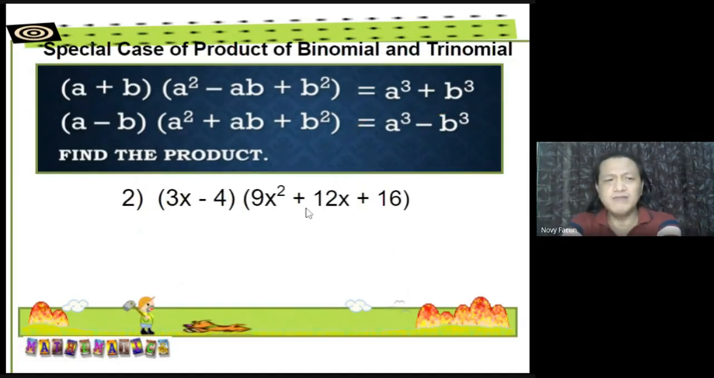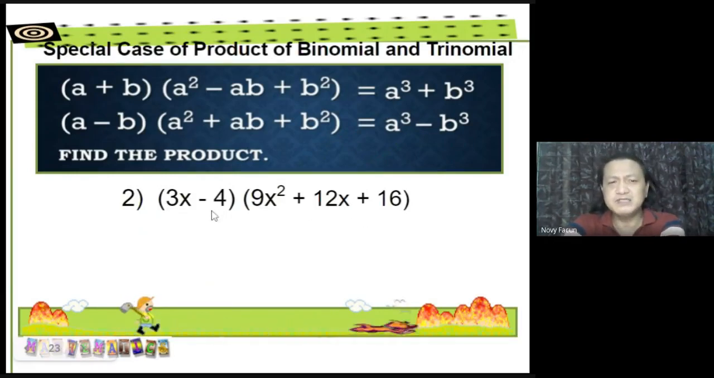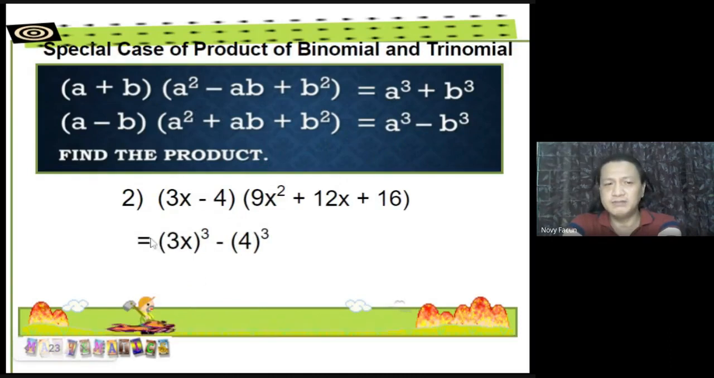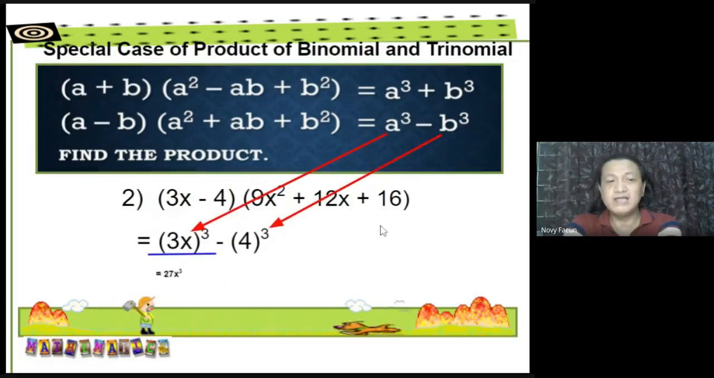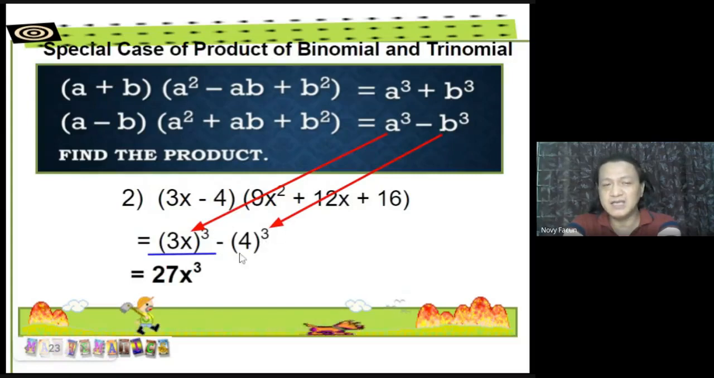And with that, we have number 2 example, 3x minus 4 times 9x squared plus 12x plus 16. So, ganun din, get the cube of the first term and the second term. So we have to get the 3x cubed, meaning 3 times 3 times 3. Yan yung formula natin. So that is 27x cubed. Dito naman sa second term, get the cube of the 4. We have 4 times 4 times 4. That is 64. Kaya the final answer is 27x cubed minus 64.